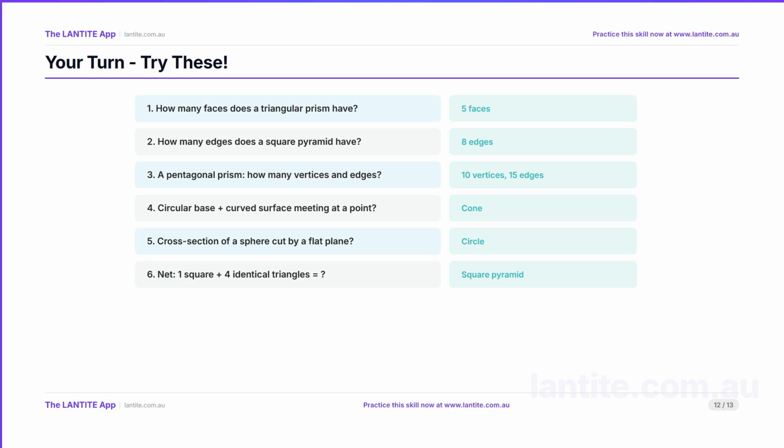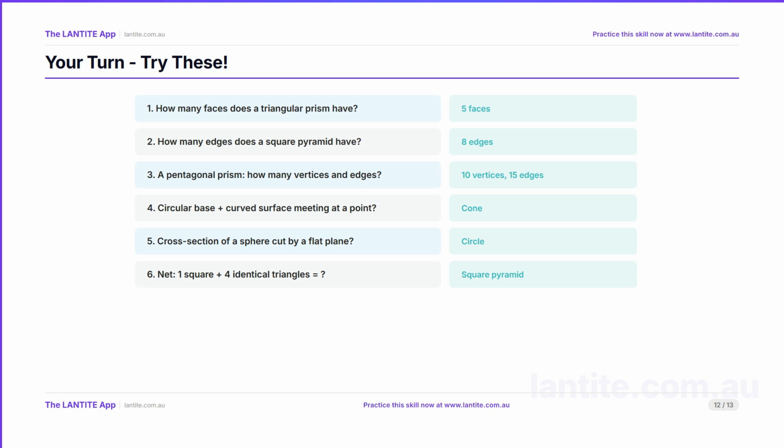Now it is your turn. Pause the video and try these 6 problems. Problem 1. How many faces does a triangular prism have? Problem 2. How many edges does a square pyramid have? Problem 3. How many vertices does a pentagonal prism have? Problem 4. What 3D shape has a circular base and one curved surface that meets at a point?